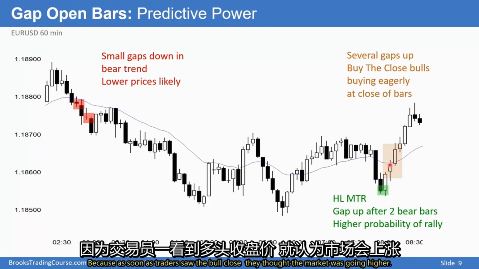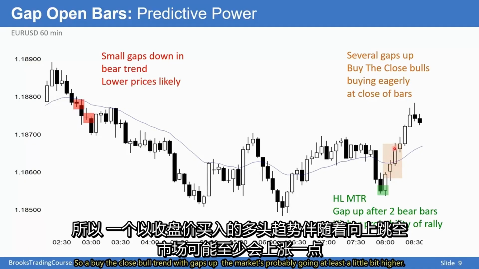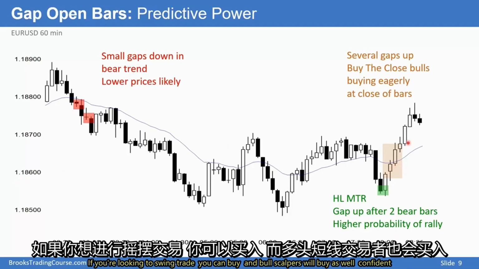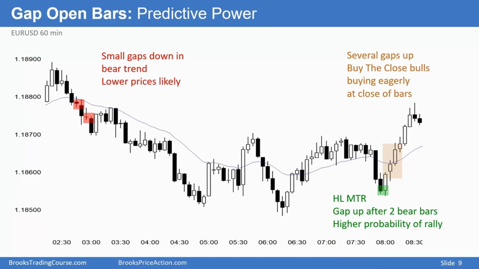Because as soon as traders saw the bull close, they thought the market was going higher. Everybody hit buy the market. And with so many buy orders, the market opened above that close. So, a buy the close bull trend with gaps up. The market's probably going at least a little bit higher. If you're looking to swing trade, you can buy, and bull scalpers will buy as well, confident that the probability is high that the market's going to go at least a little bit higher.